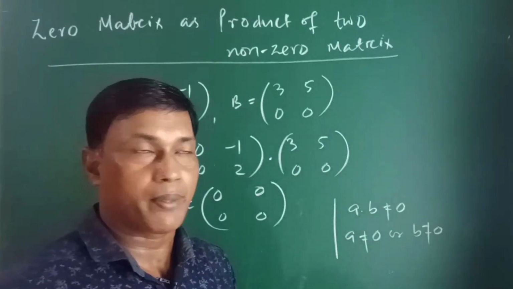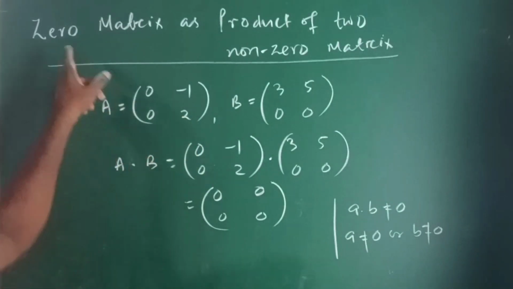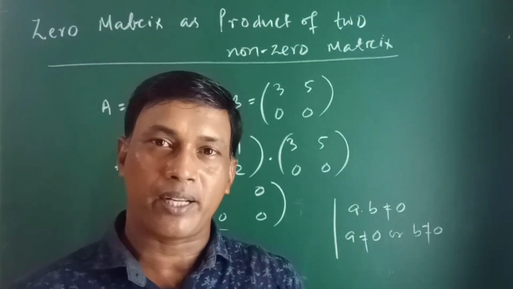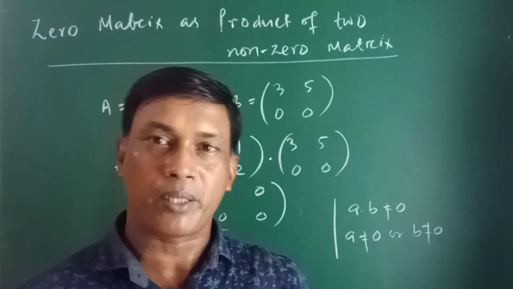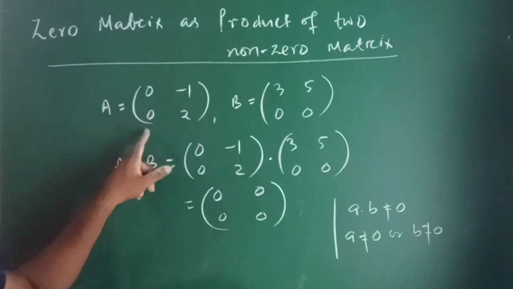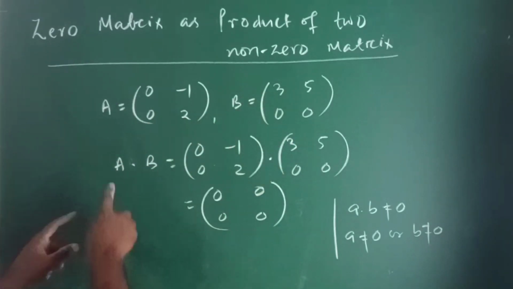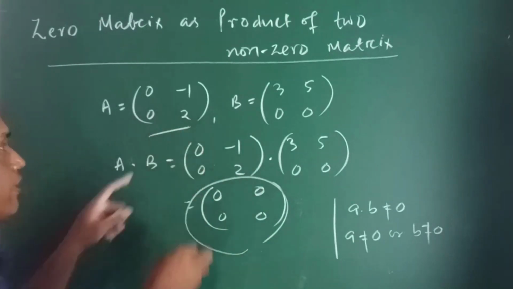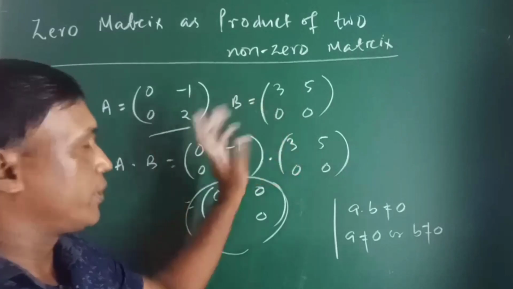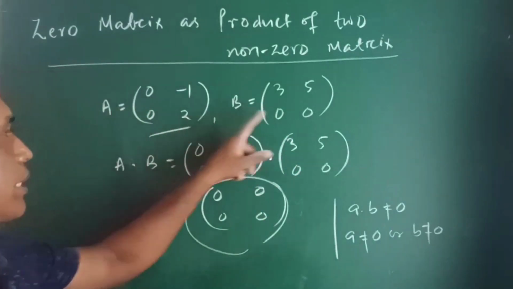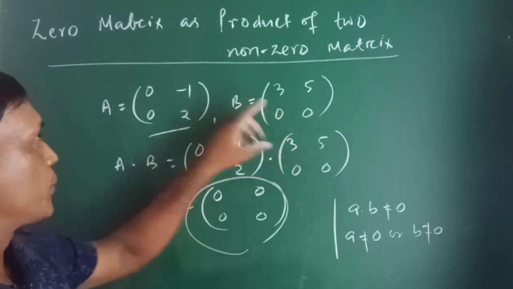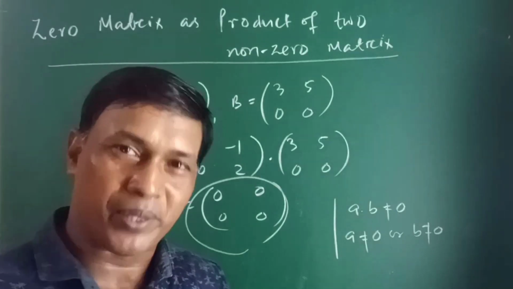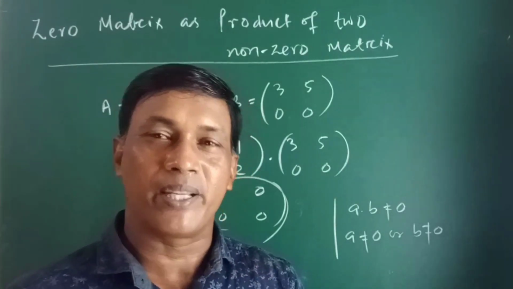But in case of matrices, what happens? Here, look at this important thing. A 0 matrix can be the product of two non-zero matrices. When two non-zero matrices are multiplied, it may be a 0 matrix. May not be 0, but may be 0. Look here, A is 0, minus 1, 0, 2, B is 3, 5, 0, 0. If we multiply A into B, then we get this, and this is a 0 matrix. Look here, this is not a 0 matrix, this is not a 0 matrix. 0 matrix means all elements are 0. Here not all elements are 0. So these two are non-zero matrices, but when multiplied, we get a 0 matrix. So in matrices, it is possible that the product of two non-zero matrices may be a 0 matrix.